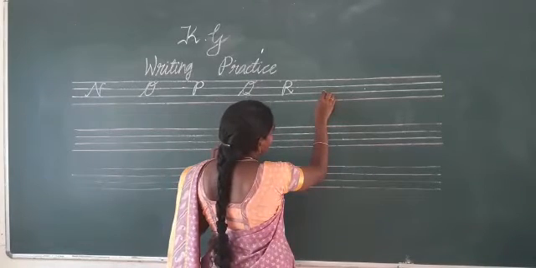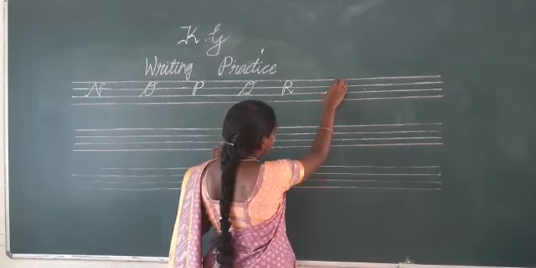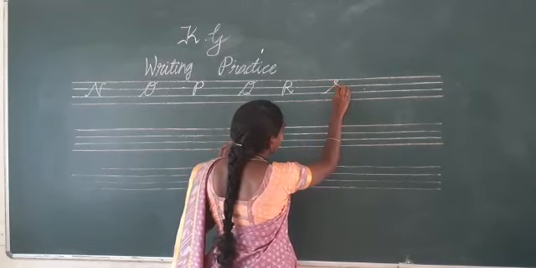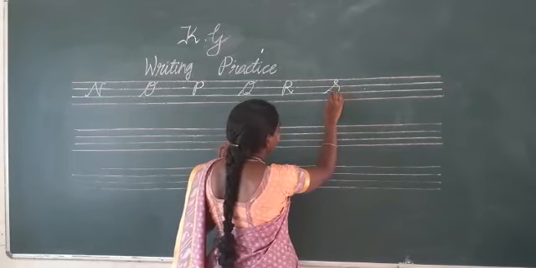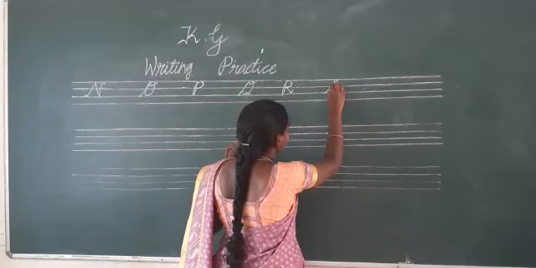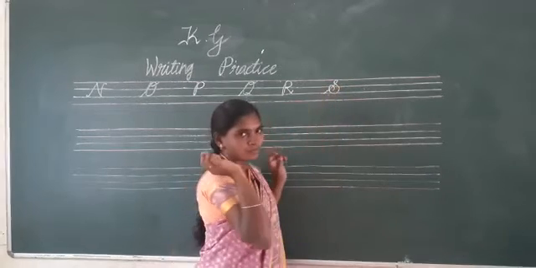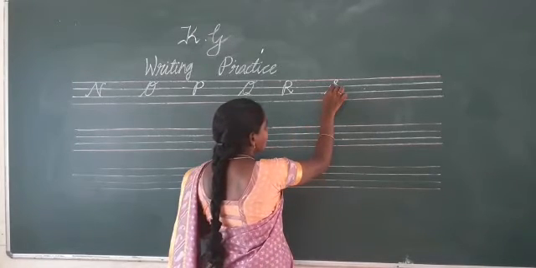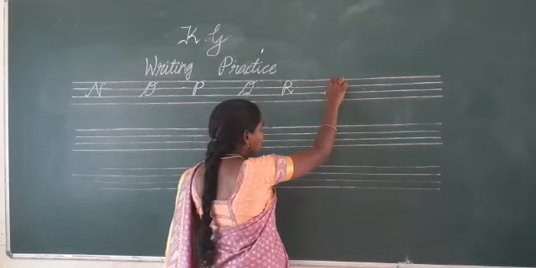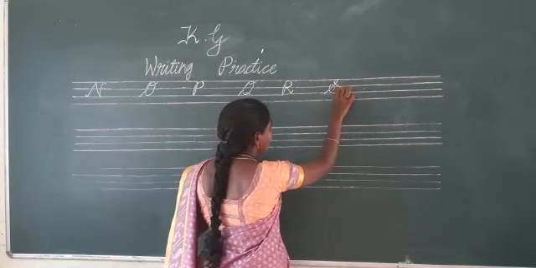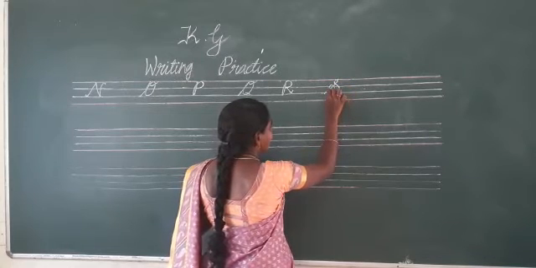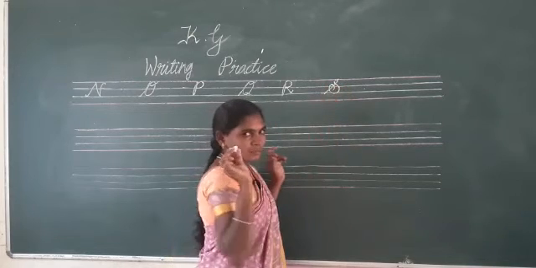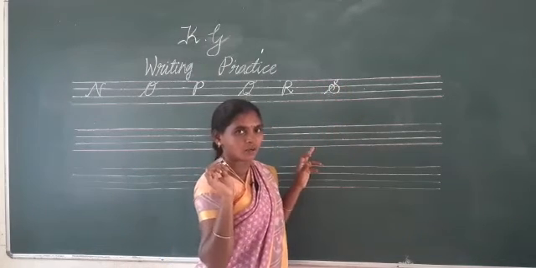Then next to R is S. Draw a slanting and a small circle, and just draw a curve like this and join the curve with a small loop. This is letter S. A slanting, a small curve and a big curve and just draw a small form of loop. This makes the letter S. Okay children?